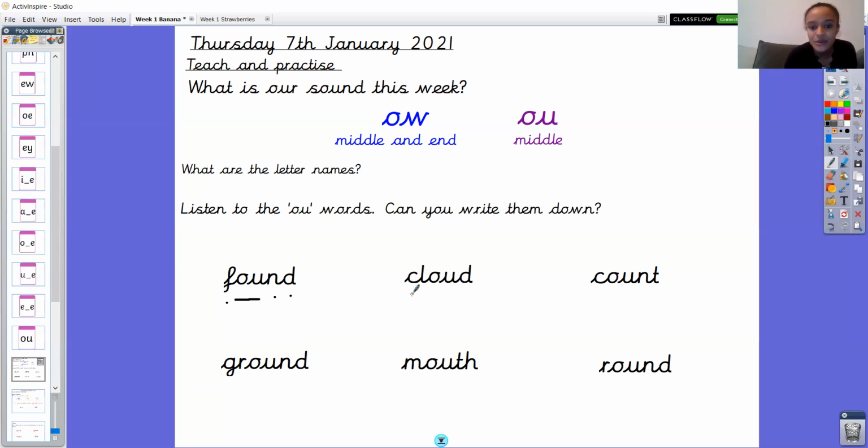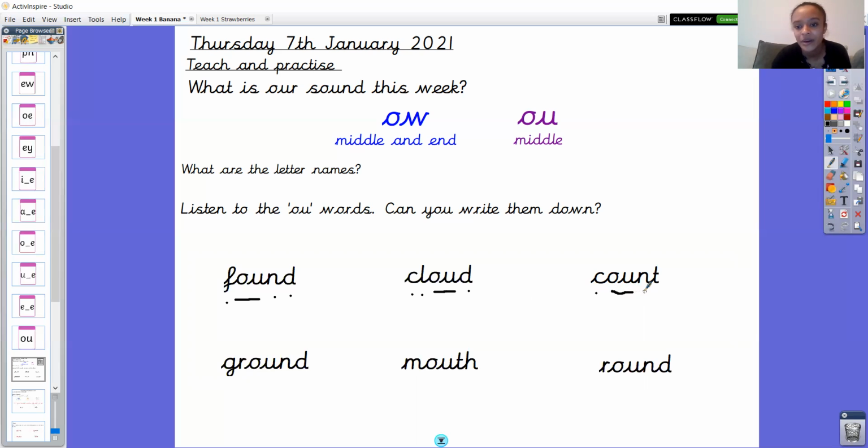So I've got my word cloud. Ooh, ow. Oh, I've come off my thing. I've not done it long enough. Ow. Cloud. Okay, let's use our robot arms this time. So can you get your robot arms ready with me? We're going to sound it out together. 1, 2, 3. Ooh, ow, cloud. Fantastic. Moving on to the next one.